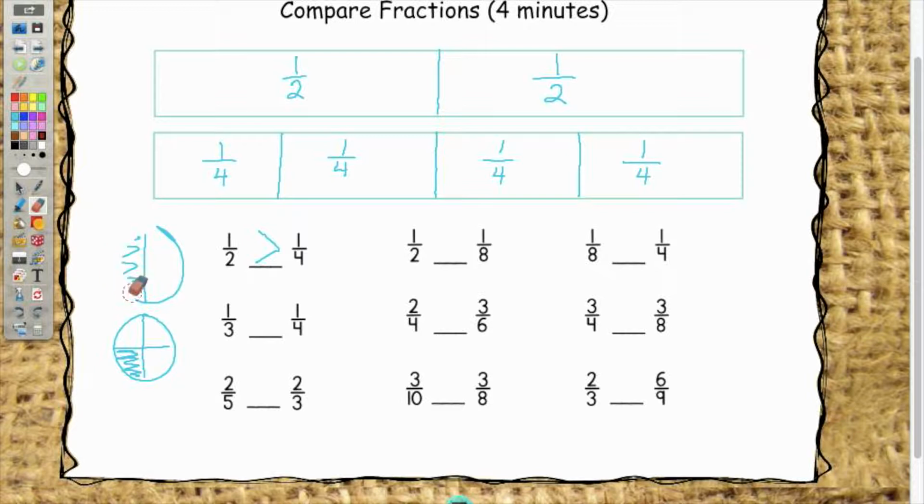Now, does anybody know the trick to this? Because there is a trick when comparing fractions. Think about it before you raise your hand. Cadence, what do you think the trick is? The smallest denominator is the largest piece. Now this only works when your numerators are the same. If I have different numerators, I've got to use a different strategy, okay?